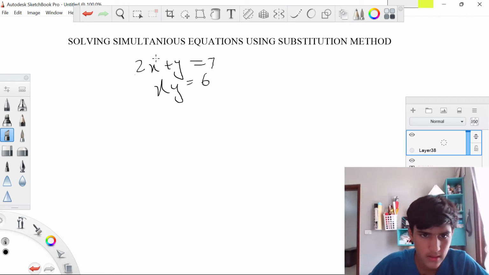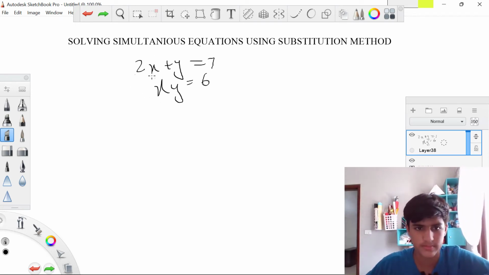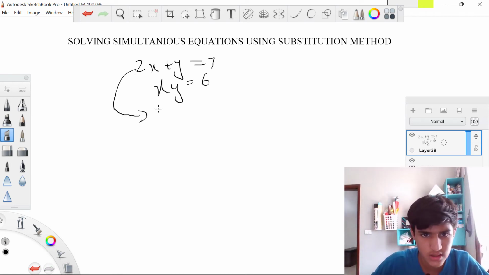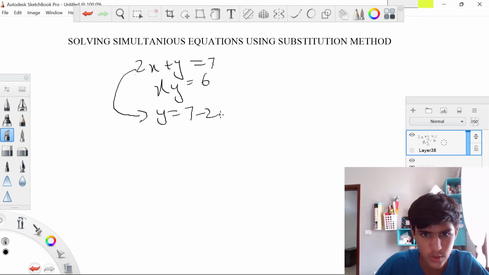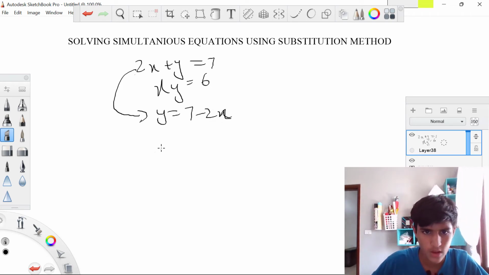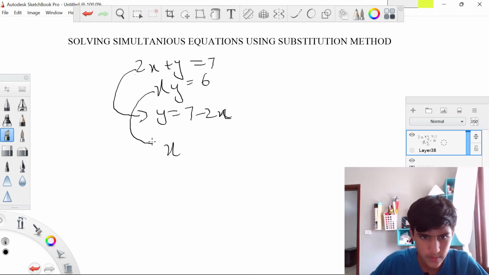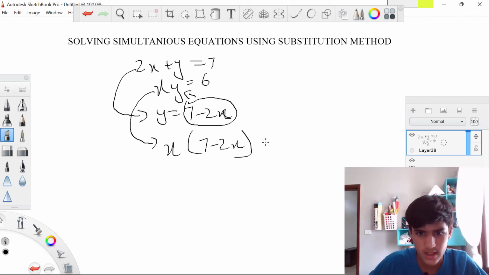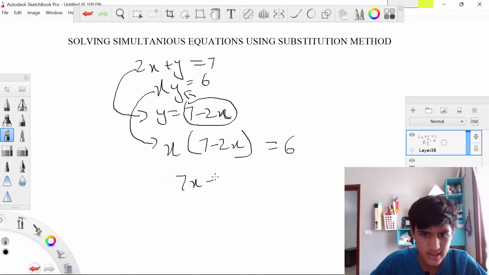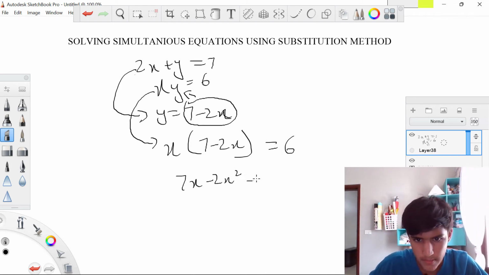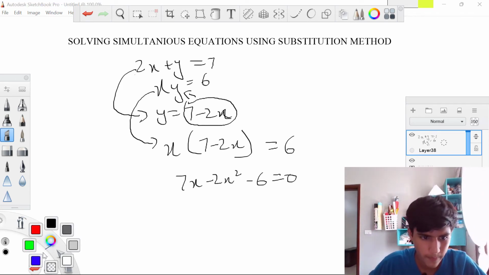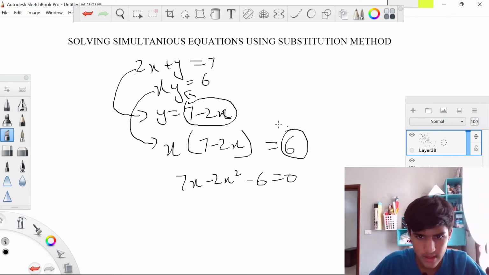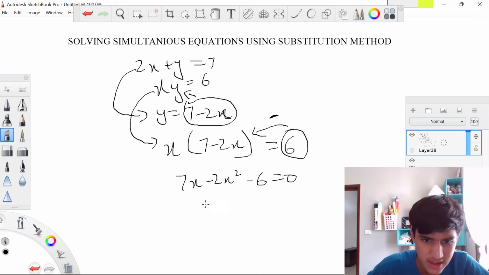Now we are going to take this equation and turn it to y is equal to 7 minus 2x. So we can apply this in the place of y in this equation: x into 7 minus 2x is equal to 6. 7x minus 2x squared minus 6 is equal to 0. The 6 has been brought over here by flipping its sign into a minus.